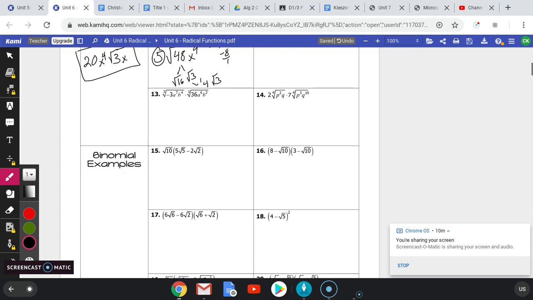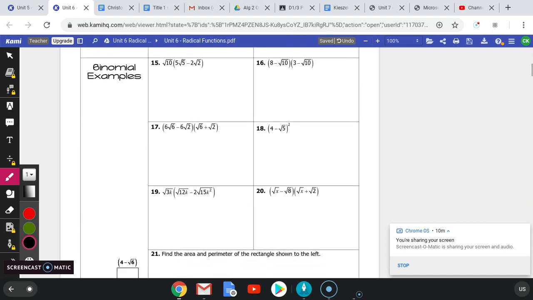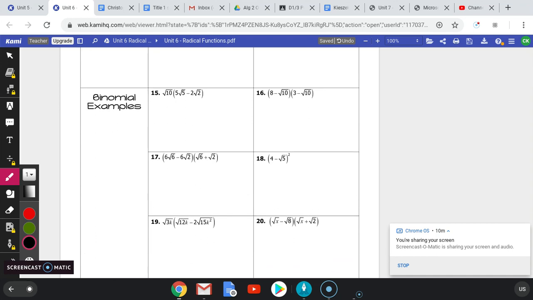The last thing we're going to look at is what they call binomial examples. In other words, when you're multiplying a square root or a radical across the parentheses. I'm going to give you the hardest example here, which is probably number 16. This should look familiar because it's like foiling. It's like if I had something like 8 minus x times 3 minus x. You just FOIL. So let's do that here.